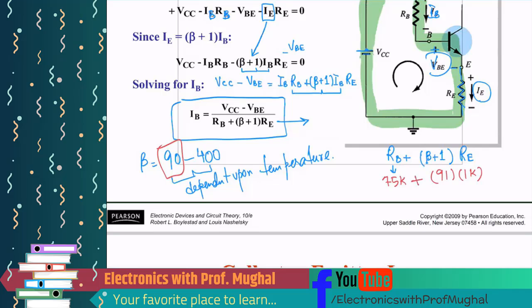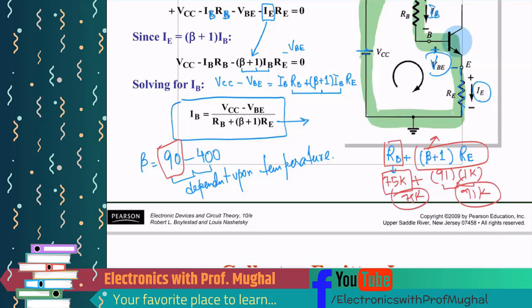RE is 1K. You have 75K plus 91K. Is beta going to have a significant impact upon this term? It has a significant impact, because it is beta plus 1 times RE. This whole term has a magnitude of 91K, and this is 75K. So this 91K has more impact relative to 75K.